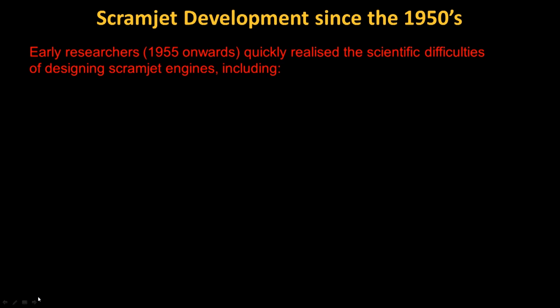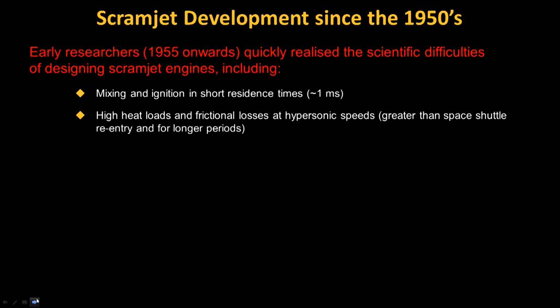Early researchers quickly realized the scientific difficulties of designing scramjet engines. These are, first, the short time available for mixing and ignition of fuel due to the high flow velocity. In fact, a typical residence time for air in a combustor can be as low as 1 millisecond. Secondly, the high surface heat loads generated by hypersonic flight in the atmosphere. These can be greater than those experienced by the space shuttle on re-entry.